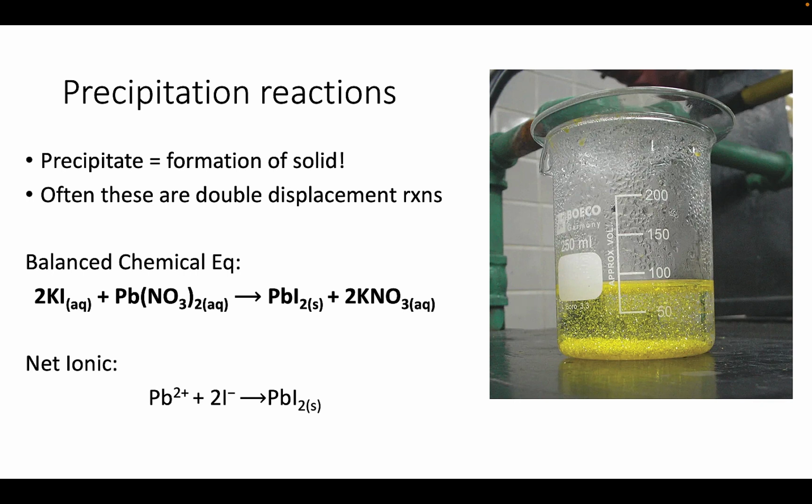And note that we can show this with the net ionic as shown here, keeping in mind that the potassium ion and the nitrate ion are both going to be in solution, whether in the reactant side or the product side. So the net ionic reaction is just going to be the lead-2 finding the two iodides to form lead-2 iodide, which is shown here as the yellow precipitate that comes out in solution.